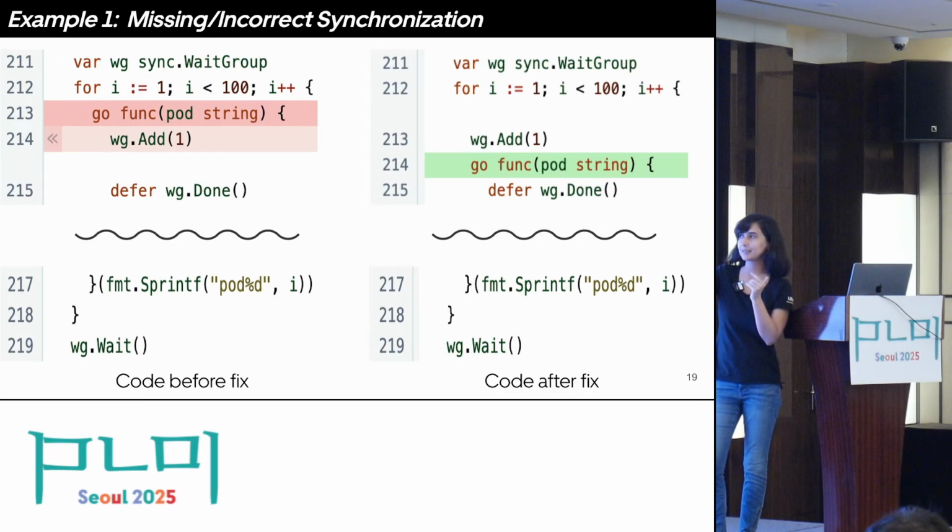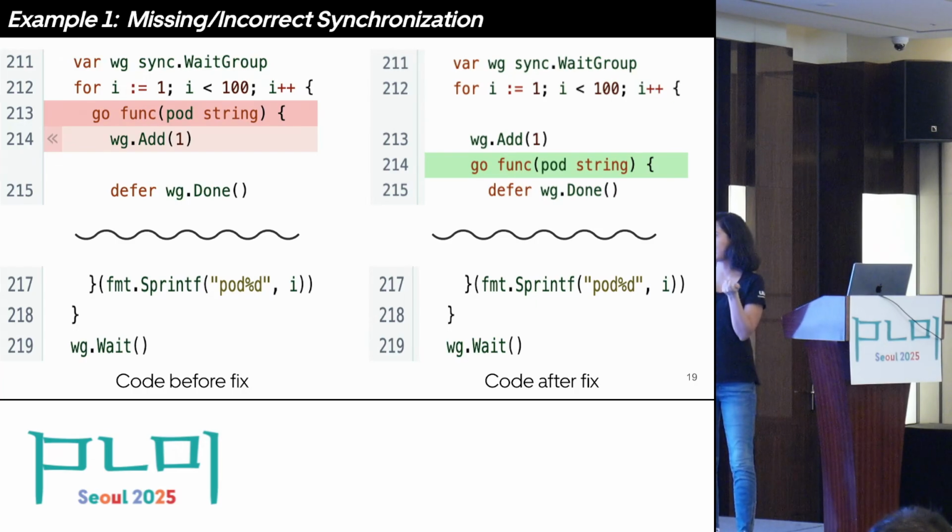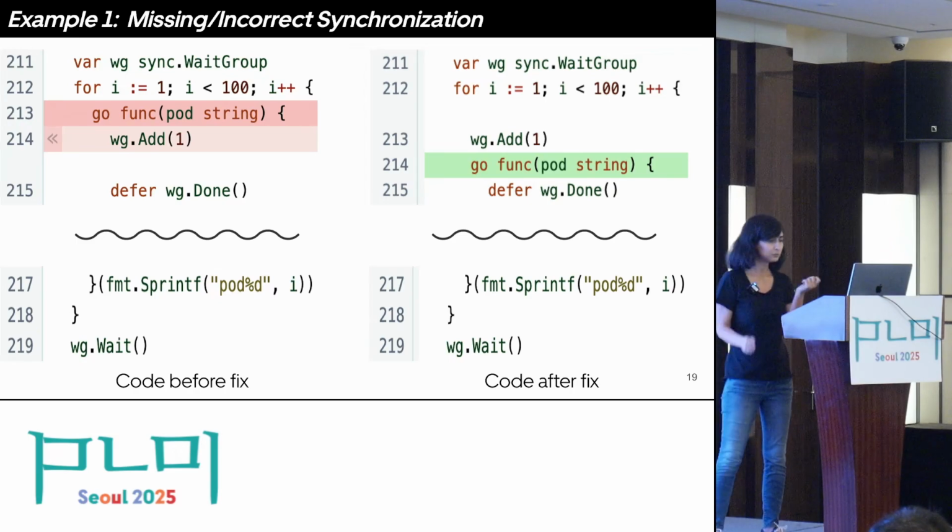So in this case, what is expected is that this sync wait group add we define outside the Go routine. But this is one of the classic mistakes that developers make, and they define that inside the Go routine, which could cause the data race. And you can see on the right side the suggested fix to move that outside the Go routine.